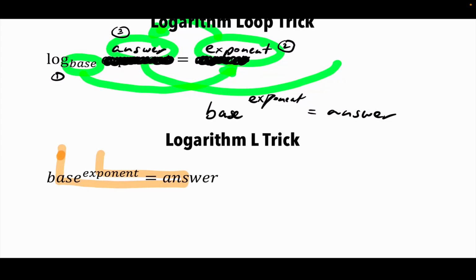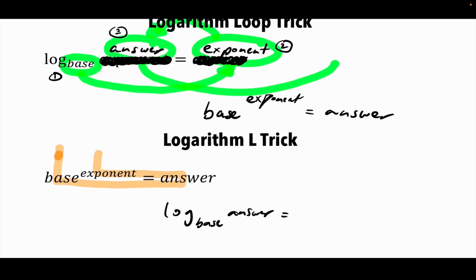So we started up here. I hit the base first. So when I'm moving to a log, I need the word log. And then you want the base. I hit the base first. Then I hit the answer. Last thing I hit was the exponent. Log. So you start with the word log. Then you hit the base. Then you hit the answer. Then you hit exponent. So it's the log L trick.